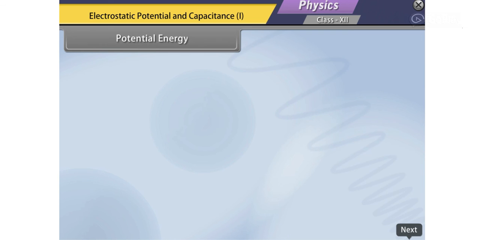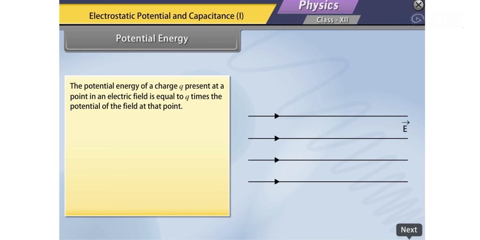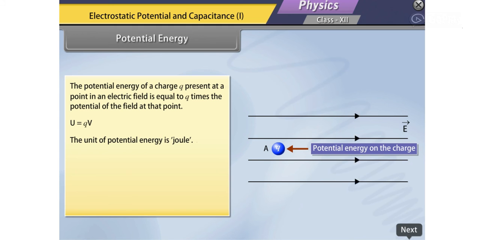Potential energy. The potential energy of a charge Q present at a point in an electric field is equal to Q times the potential of the field at that point. U is equal to QV. The unit of potential energy is joule.